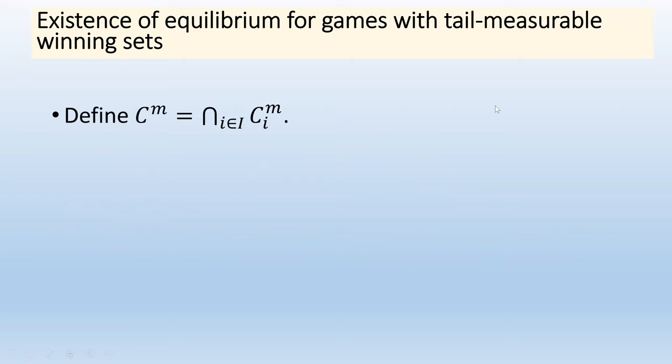Now we define the set C^M, which is the intersection over all the players of Ci^M. So this is basically the set of plays where after M periods, all players are still alive, in the sense that all players still have a continuation of the play, each one in his respective Ci. So Galit, can I ask to understand this set Ci^M?